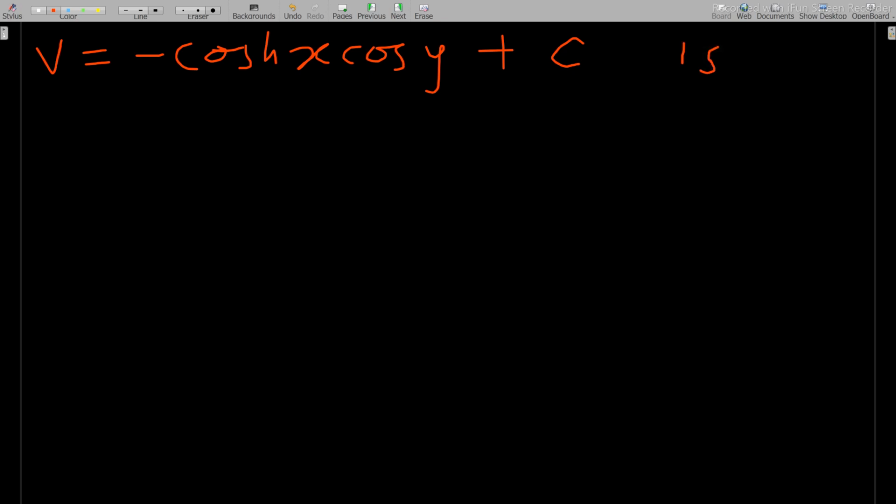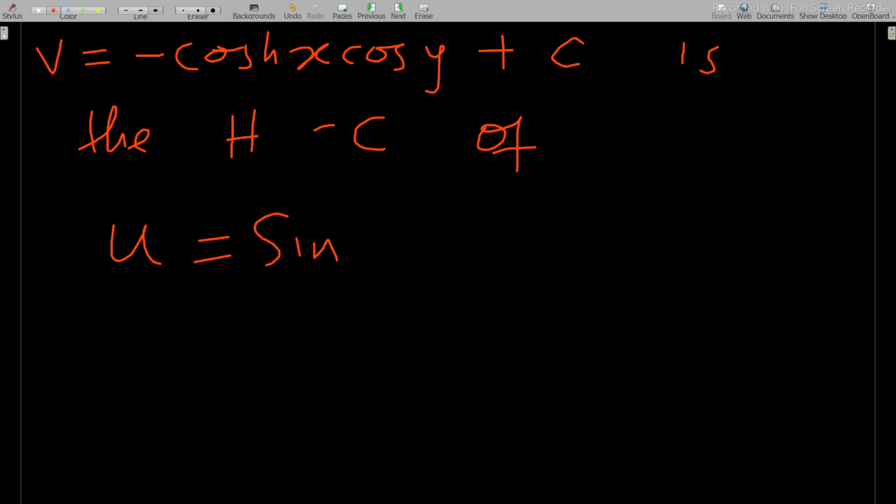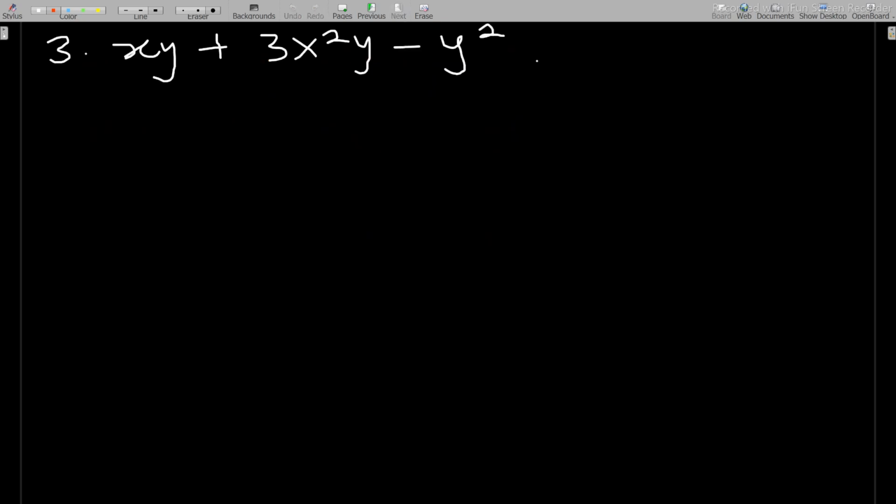So you can go ahead and find your u, which is sin x sin y. Okay, and v and u together will give us an analytic function. So in case where c is just 0, then we have only this part. Okay, all right, so let's move on to the next one. This is the last question for this lesson.